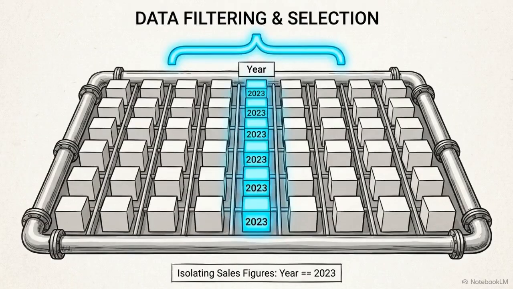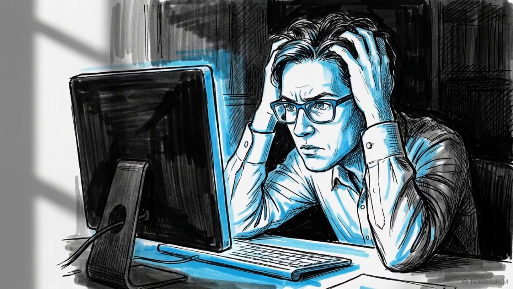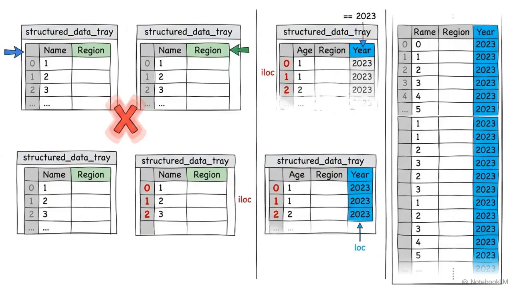With the data sanitized, our next objective is to isolate a specific subset. We only want to look at the sales figures from the year 2023. This is where many new analysts get stuck. They confuse selecting data by physical position in the table with selecting by actual label.